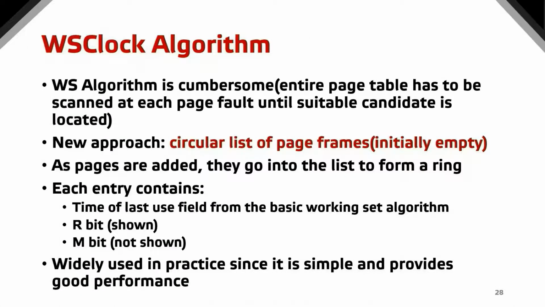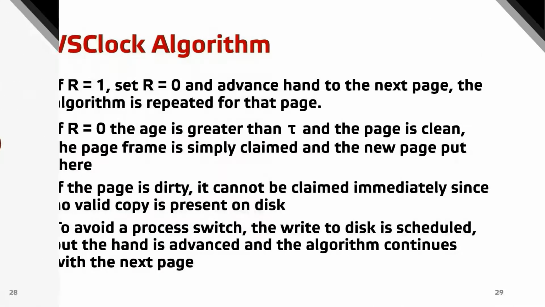The basic working set algorithm is cumbersome, since the entire page table has to be scanned at each page fault until a suitable candidate is located. Well, a new approach was invented: a circular list of page frames. Each entry contains the time of last use field from the basic working set algorithm, the R bit, which is shown, and the M bit, which is not shown. It is widely used in practice since it is simple and provides good performance.